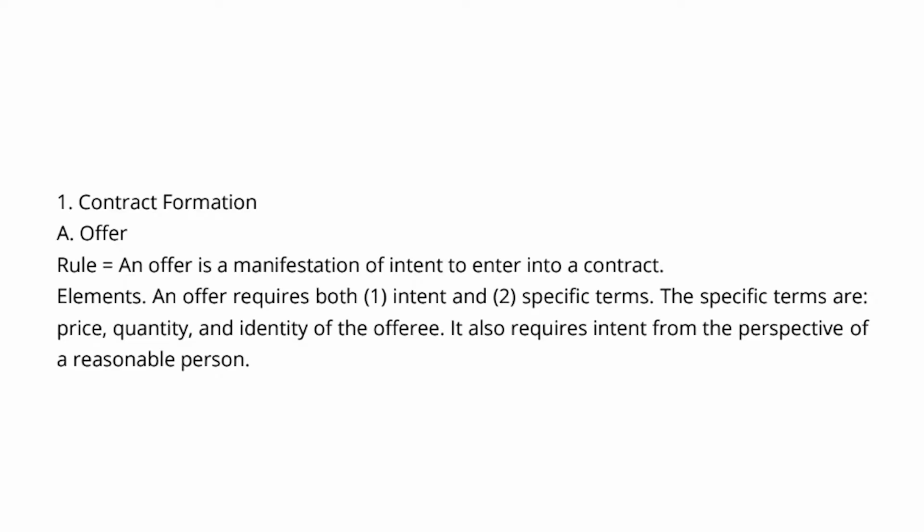Okay, so you write out the rule. Let's look at an example of this. It says contract formation, offer. Rule: an offer is a manifestation of intent to enter into a contract, and the elements are an offer requires both intent and specific terms. The specific terms are price, quantity, and identity of the offeree. It also requires intent from the perspective of a reasonable person.